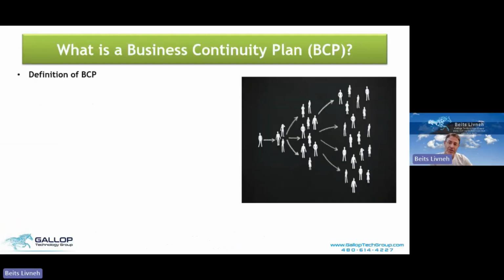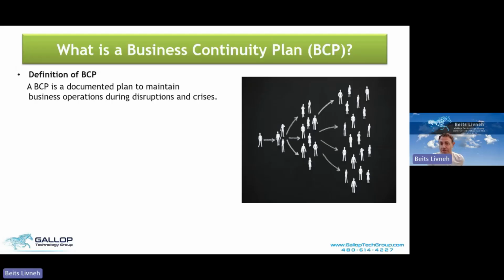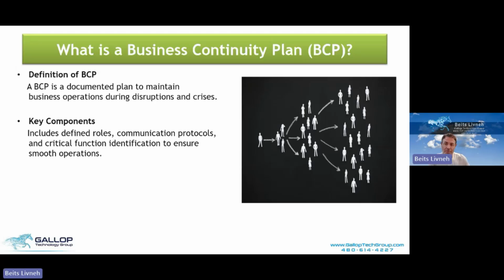So let's talk about the definition of BCP, Business Continuity Plan. It's basically a documented plan that you use to maintain your operations during a disaster, during a crisis. There are key components to that we're going to look at. One of them is we want to make sure that it includes defined roles, communication protocol, and critical function identification to ensure smooth operations.